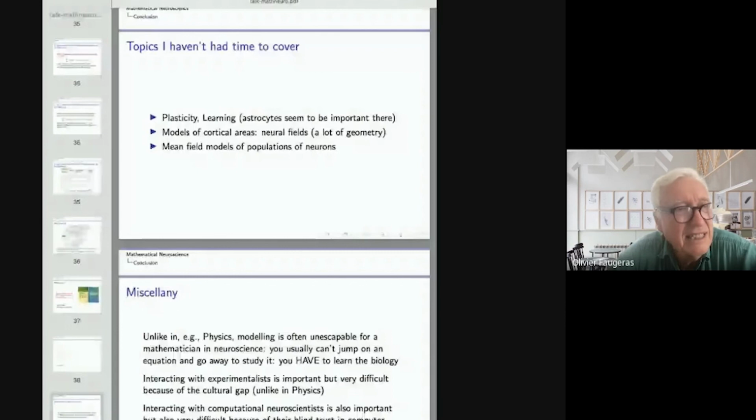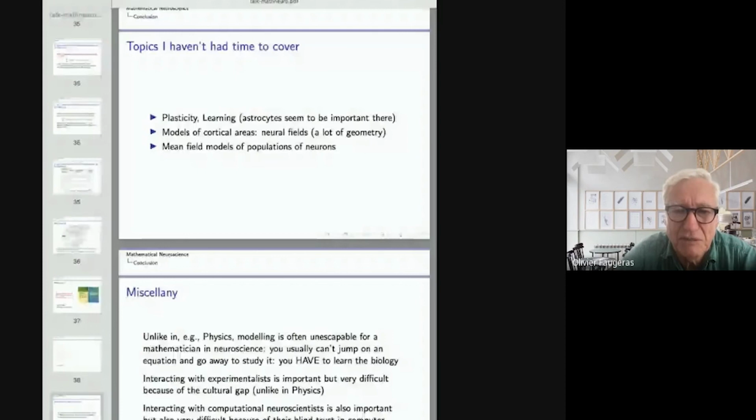I didn't write it in the slide, but I bumped into a large review on calcium waves in all sorts of tissues. I forgot the name of the author, but I have it somewhere. That looked very well documented and important to read.